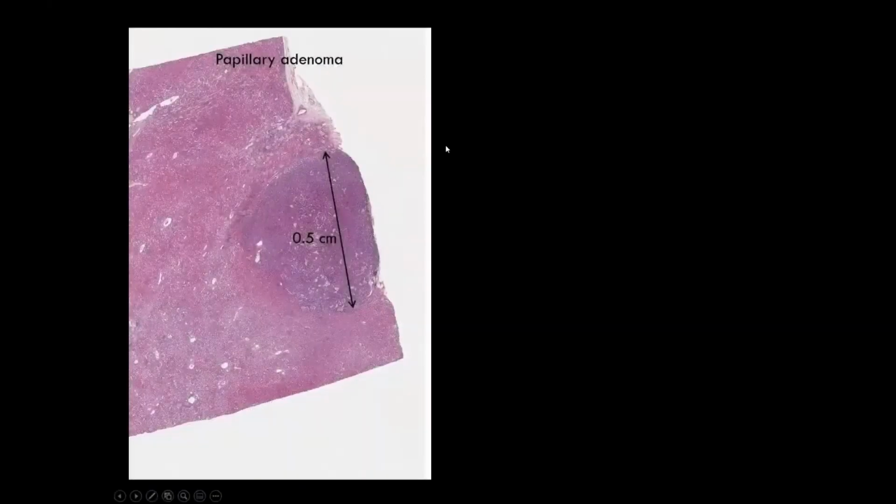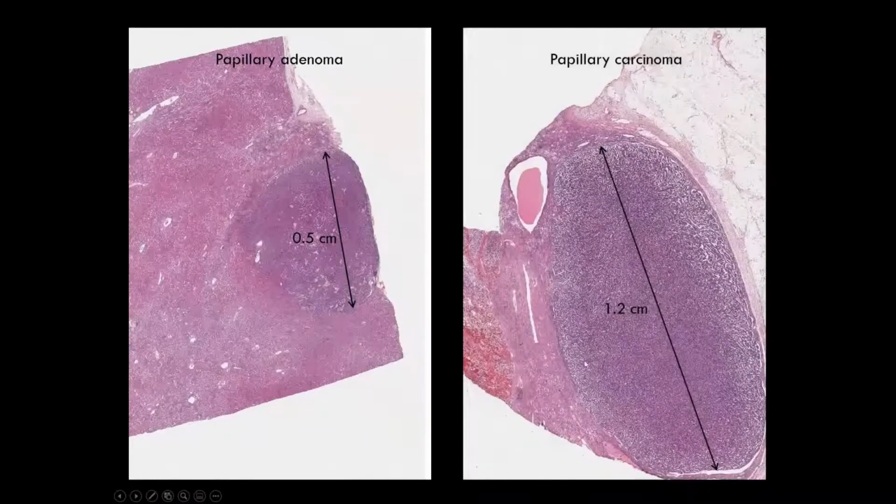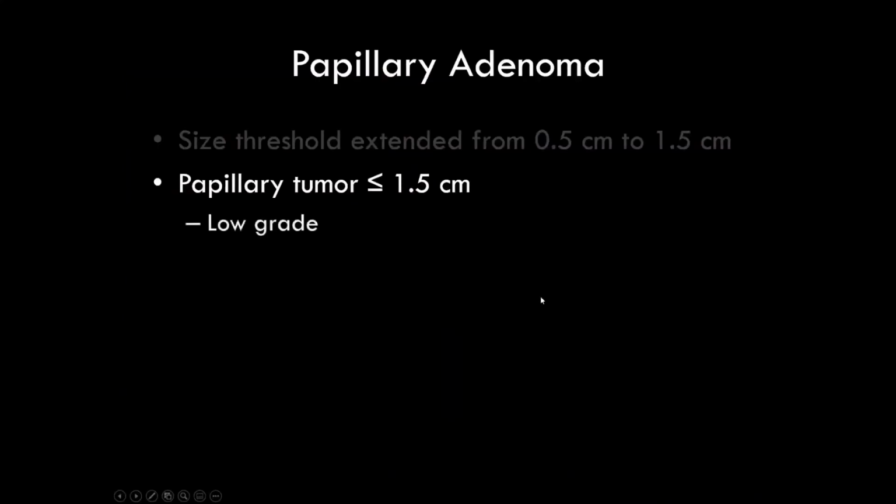So a simple example here, you can see a cortically based tumor, which is a papillary lesion, which is 0.5 centimeter. Previously, it was called papillary adenoma, and even now it's called papillary adenoma. In this case, though, this tumor was previously called papillary carcinoma because it's more than 0.5 centimeter. But now, since we are calling everything less than 1.5 centimeter as papillary adenoma, this would qualify as a papillary adenoma. So that's the definition here.